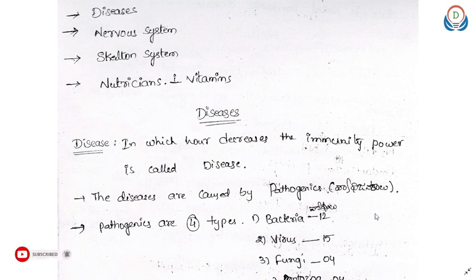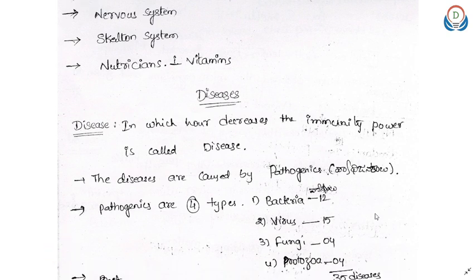The diseases are caused by pathogens. Pathogens are nothing but microorganisms, right? Pathogens are of four types. They are, first one is bacteria, second one is virus, third one is fungi, and fourth one is protozoa.